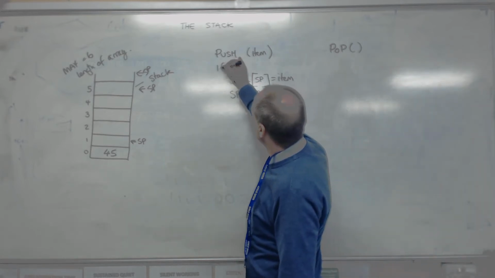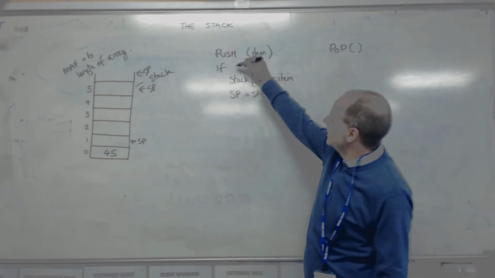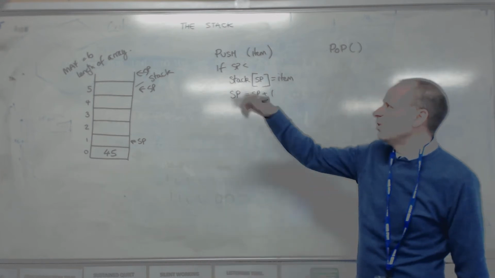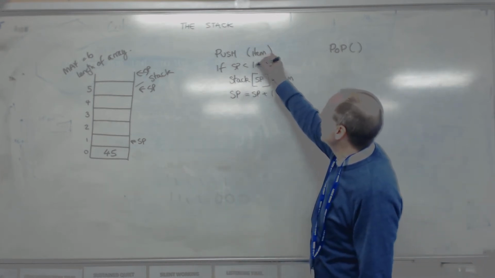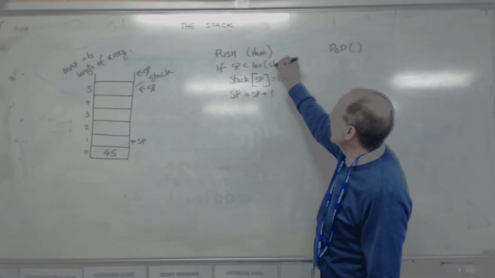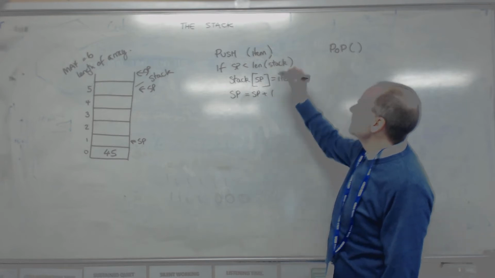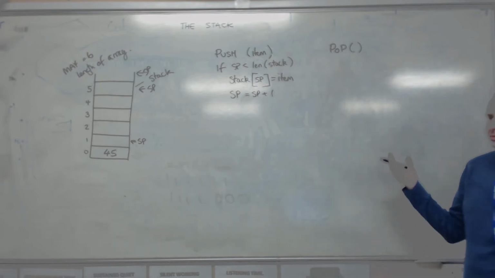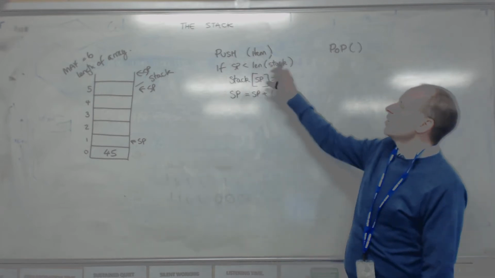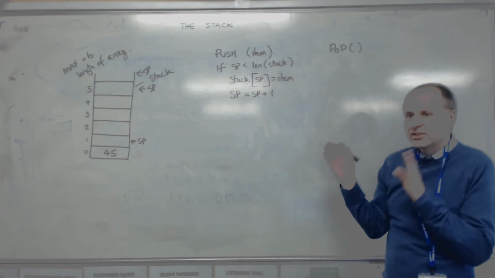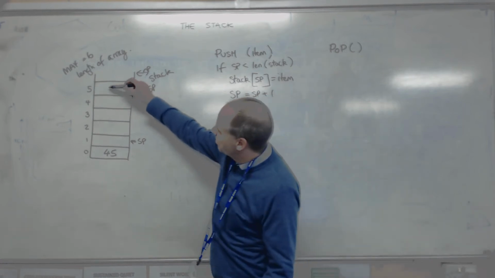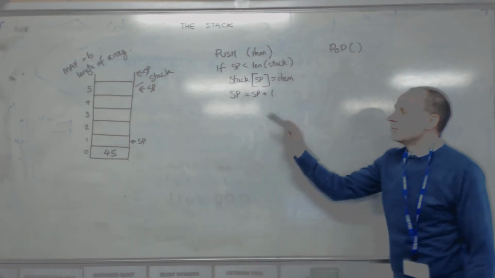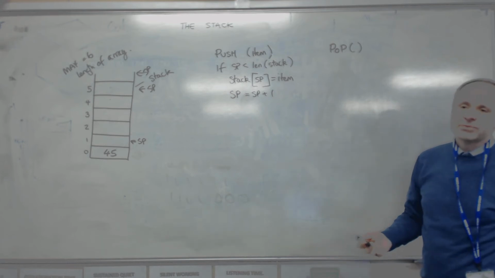So really, we need to say, if the stack pointer is less than, let's use this format, len of stack. I could have called it max stack or something, but you'd have to then say to the example what max stack was. So as long as the stack pointer is less than the length, so all these positions are less than 6, then we can update the stack and add something to the stack.